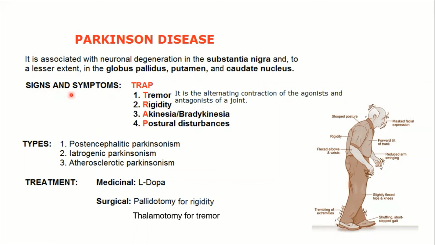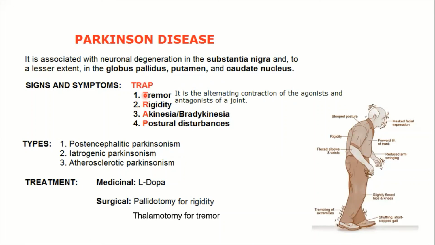Very important clinically, very much. 1 million people in the United States of America already have it. TRAP is a memory tip for that. The mnemonic, you can say, number one is the TRAP, tremor, which is defined as the alternating contraction of the agonist and antagonist of a joint.